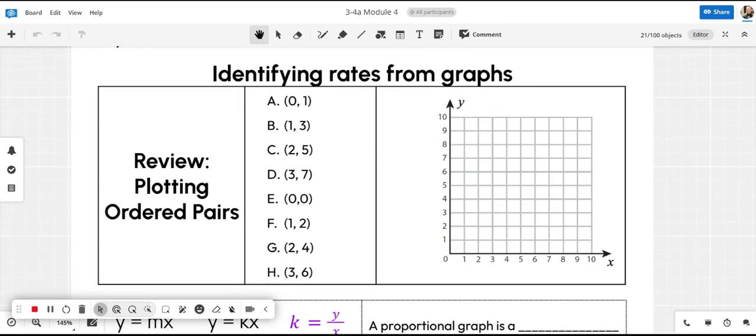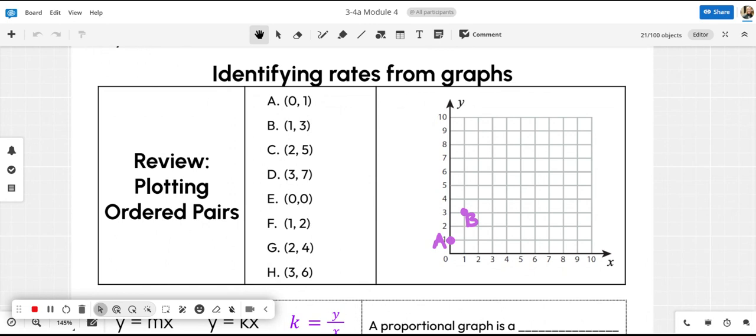So first thing we're doing is going to review plotting ordered pairs. Not only do I want you to plot these, but I want you to label them. For example, the first one, A, is 0, 1. The first number is 0, so I'm not moving left or right. I'm just going to go up 1, put my point, and you're going to label it with the letter. The next one is 1, 3, so I'm going to go to the right 1, up 3, label it B.